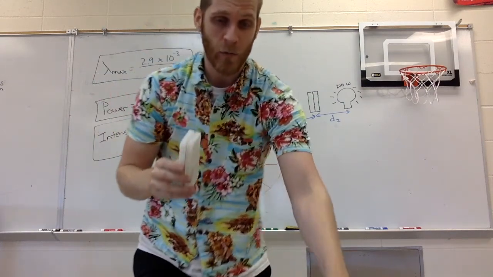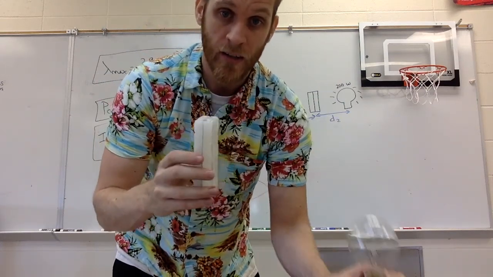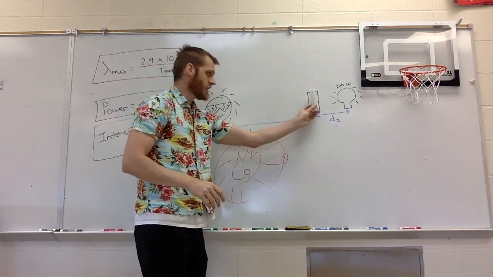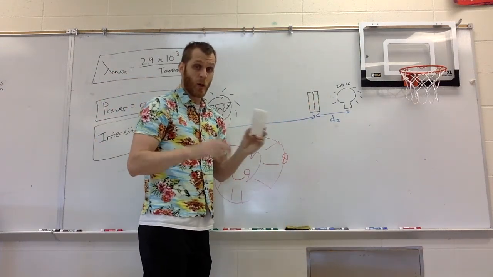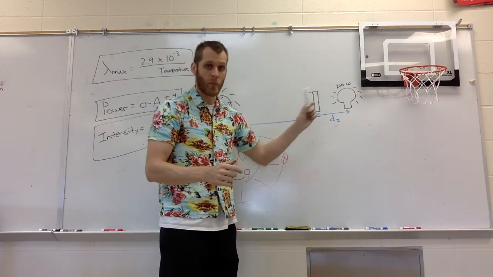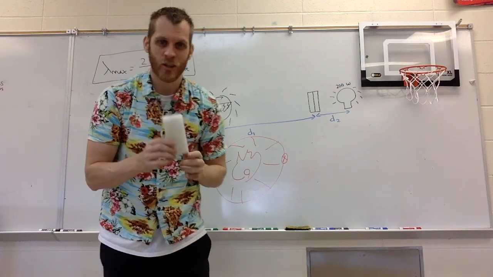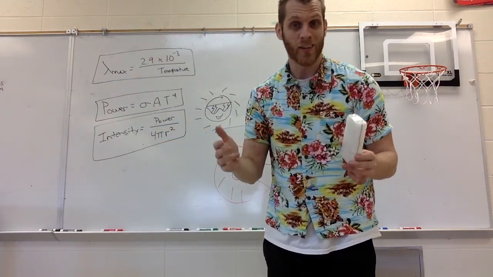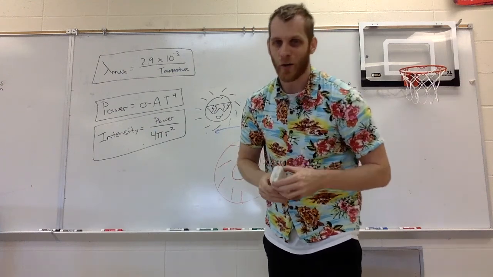Now obviously this is going to be much closer to the wax bars than the sun is, but we're going to use this relationship of, hey, at some distance away, this light bulb is going to appear just as bright as the sun. Obviously, we're going to have to be much closer to the light bulb than the sun, but we're going to use that relationship of intensity is power over 4 pi r squared to figure out how far away the sun is, and also how much power the sun has.